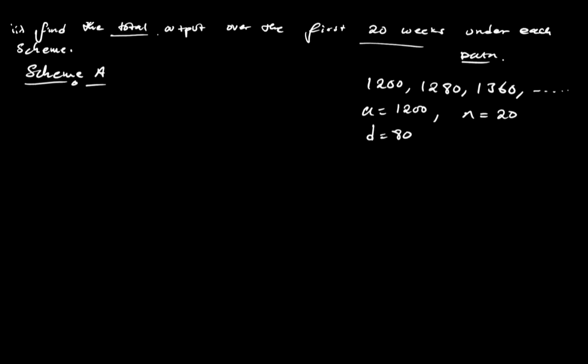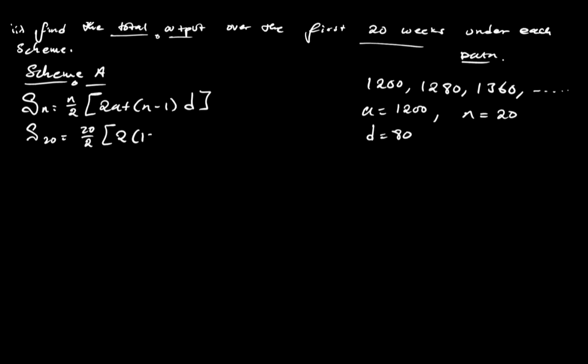Now, because they said find the total, we need to use the sum of an AP in this case, because under the first scheme, the increment is by 80, not really a percentage, just a number. So we're going to say sum of n terms is equal to n over 2, open square brackets, 2a plus n minus 1, then d. So what is this particular sum? The sum in 20 weeks is equal to 20 divided by 2, then 2 times 1,200 plus 20 minus 1, then times 80.